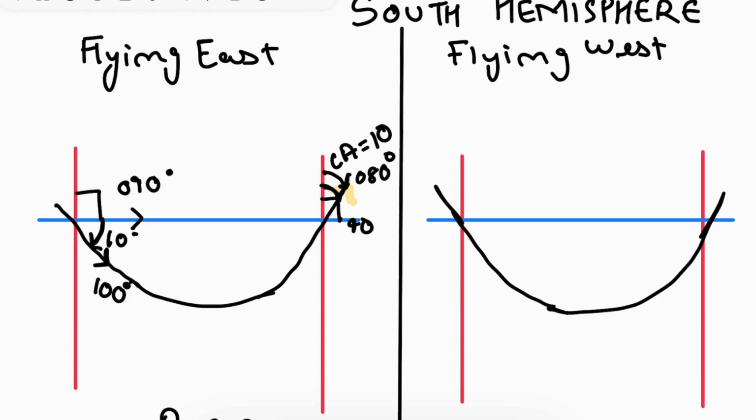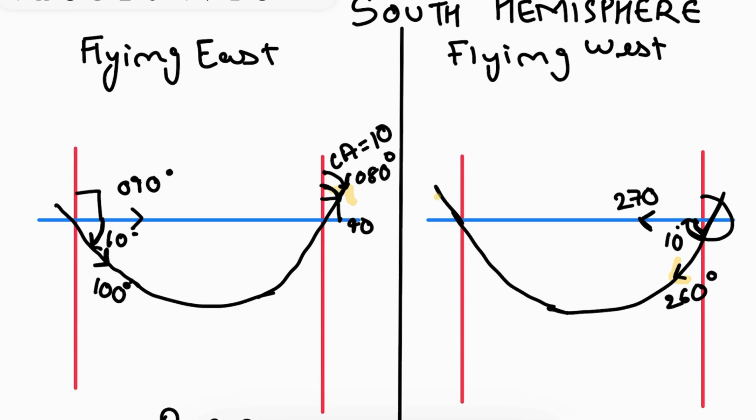Now let's see an example of flying a westerly track in the south hemisphere. This is the rhumb line 270, right? And we know that this conversion angle is 10 degrees, right? So this is the 270 whole. From that we minus the 10 degrees, so we will get the 260 angle of the great circle at initial departure.